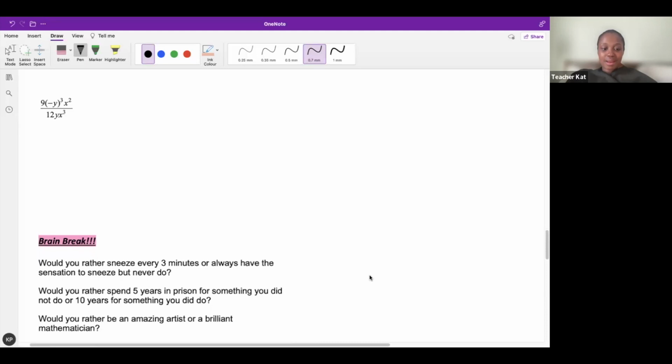Next, would you rather be an amazing artist or a brilliant mathematician? I want to see this. Mathematician, says Mini. Artist, says Buhlali. Artist. Okay. You guys don't like math? I don't like it. At least Lenomta and Mini are on my side.